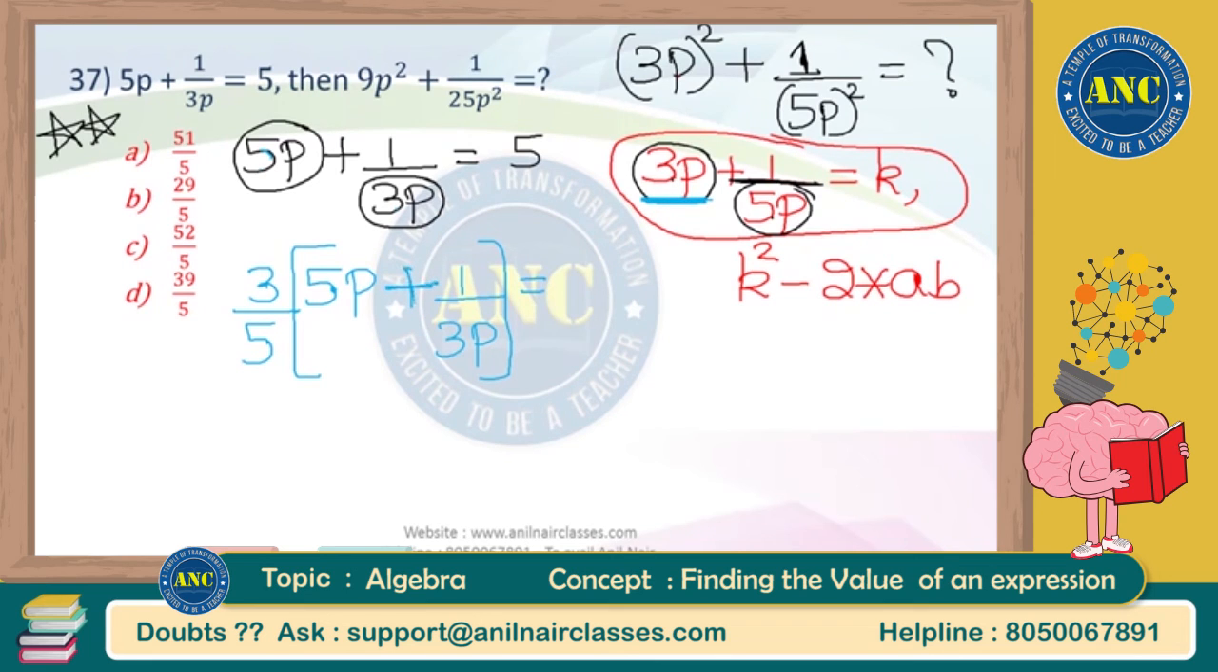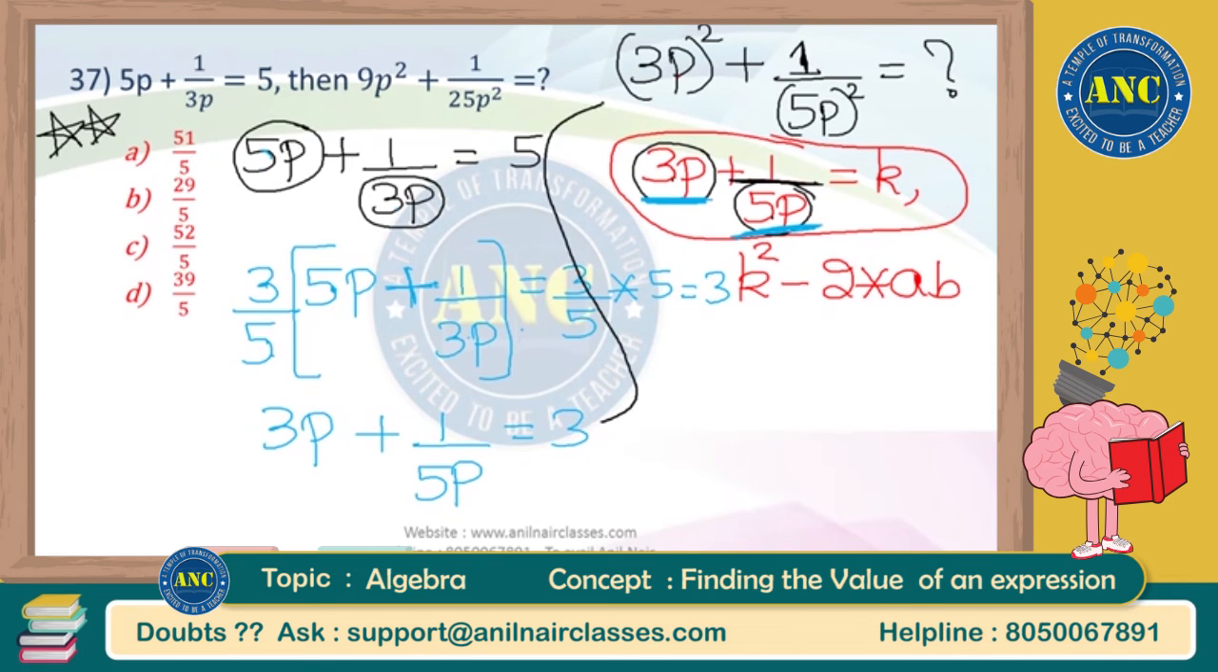Similarly, the second term, 3 by 5 into 1 by 3p. 3 and 3 cancel. This 5p will be there in the denominator. That is also my requirement. Right hand side also multiply by 3 by 5. 3 by 5 into 5 becomes 3. That means now I have reduced it to a form like 3p plus 1 by 5p is equal to 3.